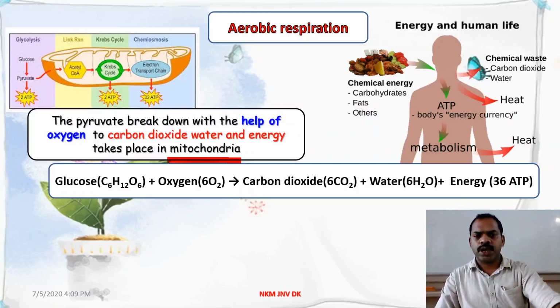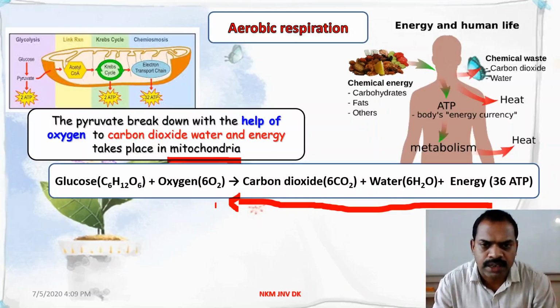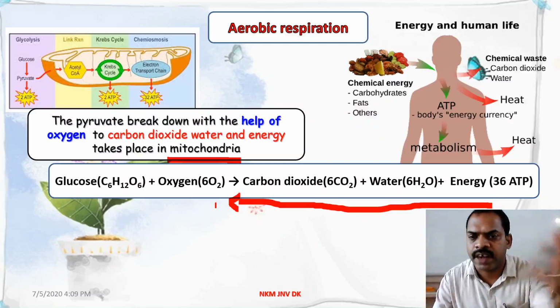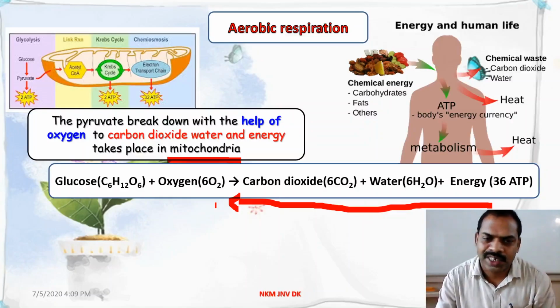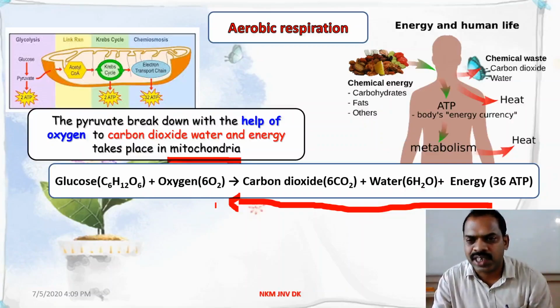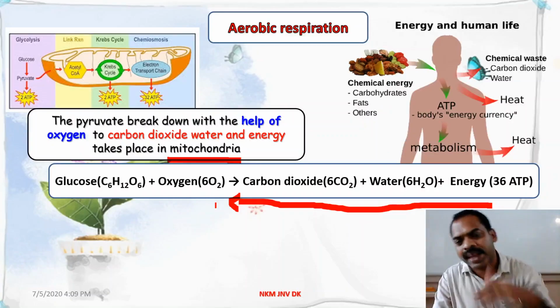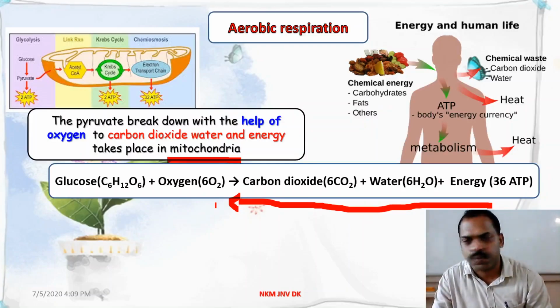Okay, can you read it in reverse? Energy plus water plus carbon dioxide forms glucose and oxygen. What is that? Carbon dioxide, water and sunlight produce glucose and oxygen. Photosynthesis. So aerobic respiration is almost the opposite of photosynthesis. Sunlight is not used; energy is produced here in the form of ATP, adenosine triphosphate.